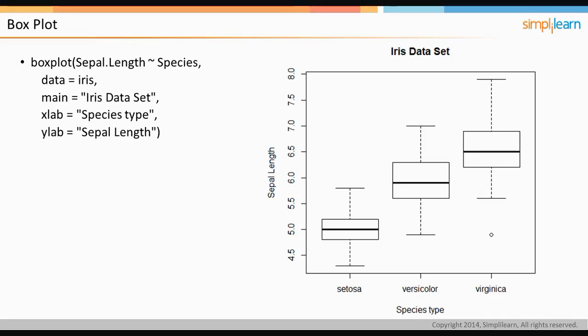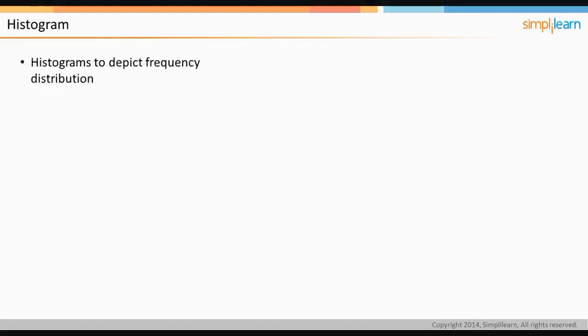In the next slide, we will look at histograms. Histograms are used to depict frequency distribution data. R has a default islands data set that is best suited to create histograms. Once you are done with this slide, you are encouraged to try creating a histogram using the islands data.